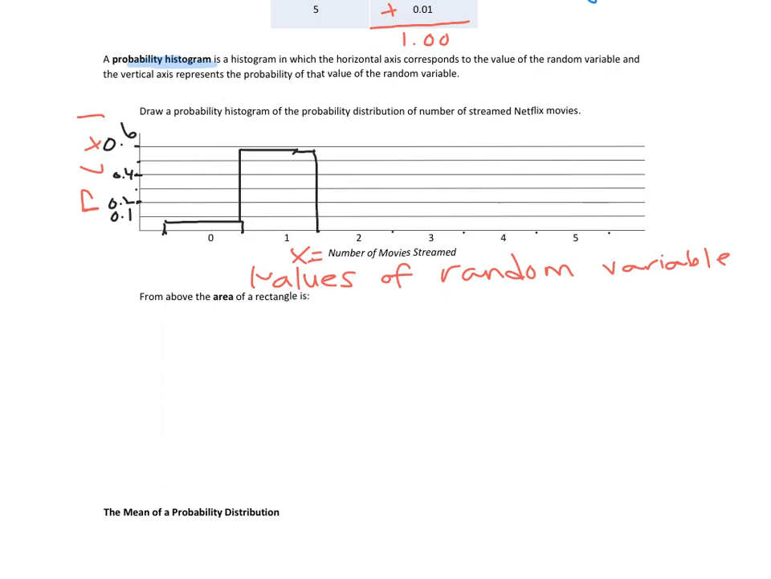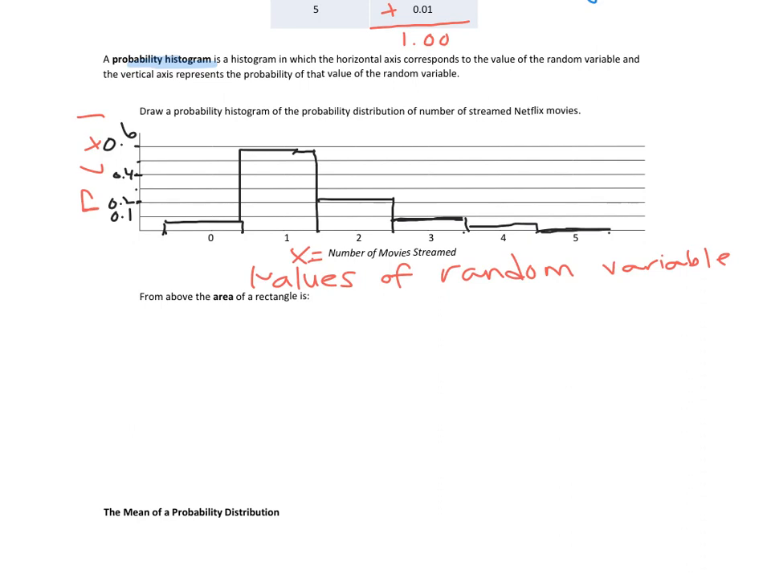2 is 0.22. 3 is 0.1. All right, that's that. 4 is 0.03. And then 5 is 0.01, excuse me, I did it again. Okay, so now we have our distribution.